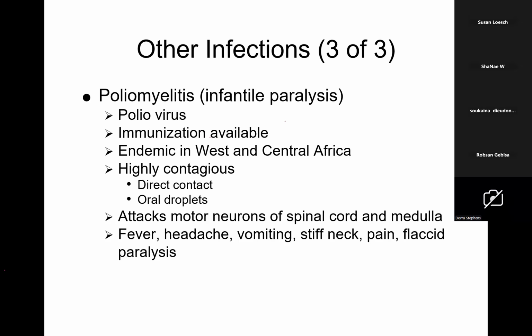The polio virus itself is highly contagious through either direct contact or oral droplets. And it reproduces in your lymph tissue, in the oropharynx, in the digestive tract, and then it enters the blood and the central nervous system. It will attack motor neurons in the spinal cord and the medulla oblongata. It can cause flu-like symptoms, but eventually paralysis, respiratory failure. Symptoms are fever, headache, vomiting, and then stiff neck pain and flaccid paralysis.